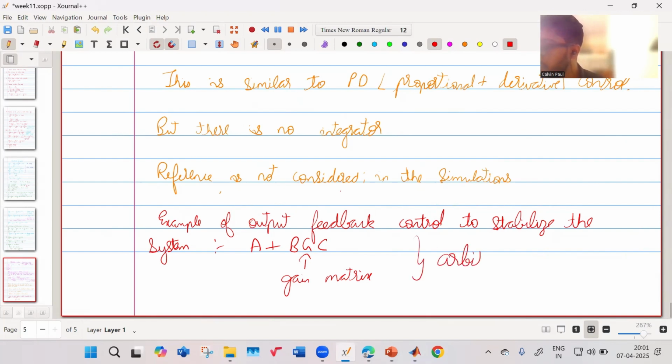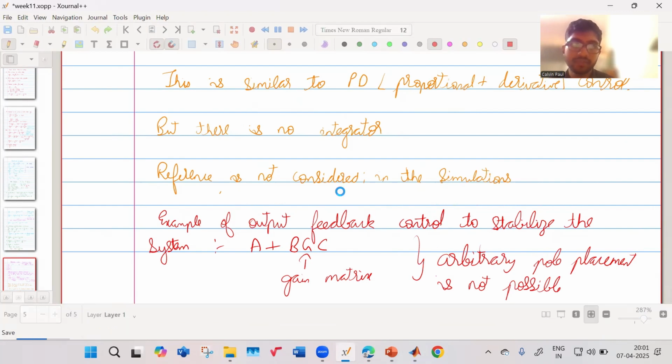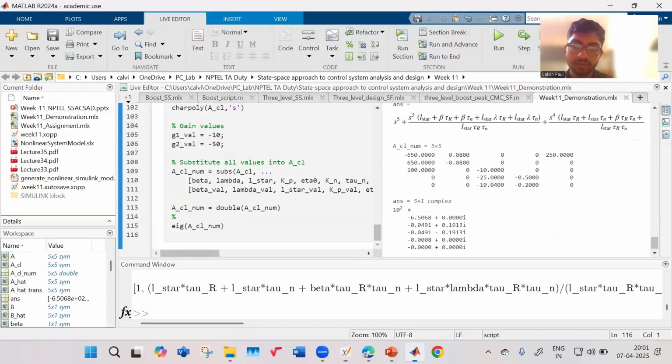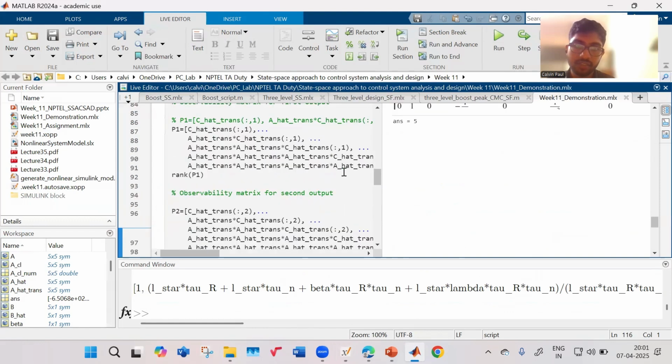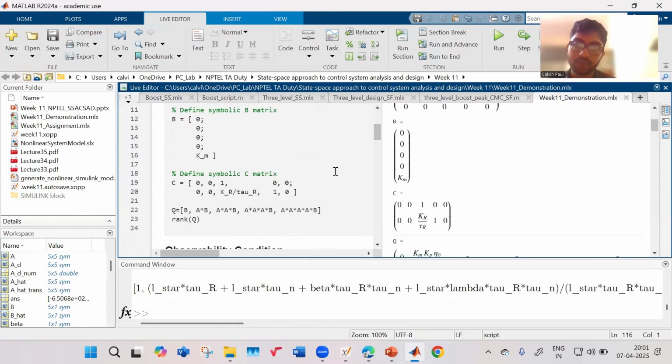So here arbitrary pole placement is not possible. That is, we cannot shift or control all the poles. There are certain poles which we can shift, certain poles which we cannot shift, right? Okay, so the overall linearized plant model was shown.